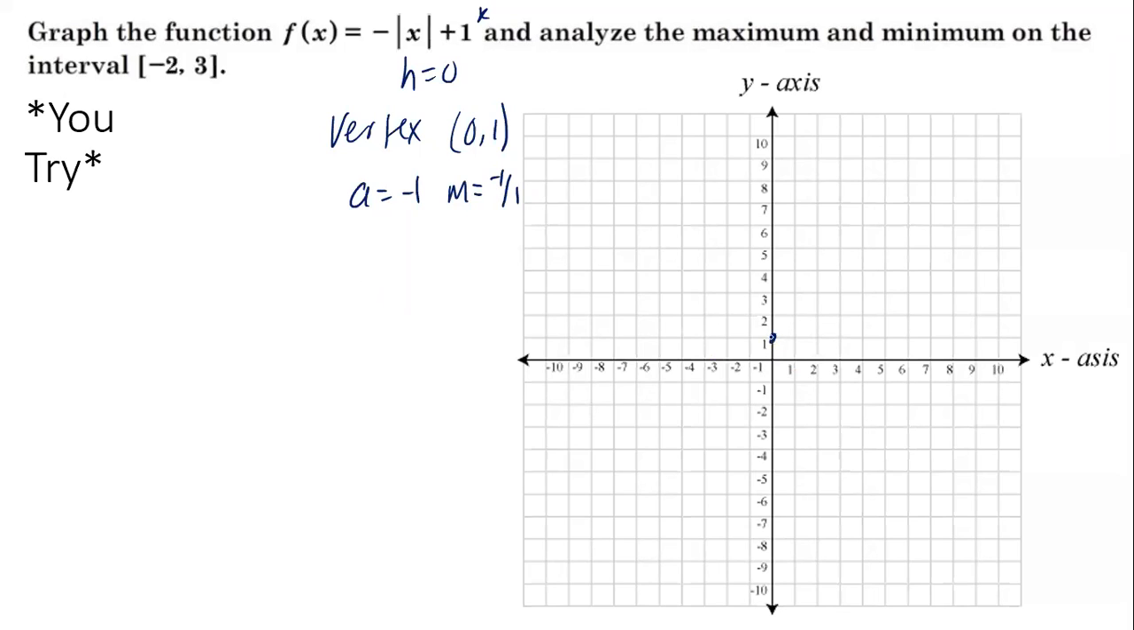My slope is, I'm going to go down 1, right 1, down 1, right 1. I'm going to at least make sure I get to the needed interval. Down 1, right 1, down 1, right 1. Then I'm going to reflect it to the opposite. Down 1, left 1, down 1, left 1, down 1, left 1, down 1, left 1. And I'm going to connect the dots.